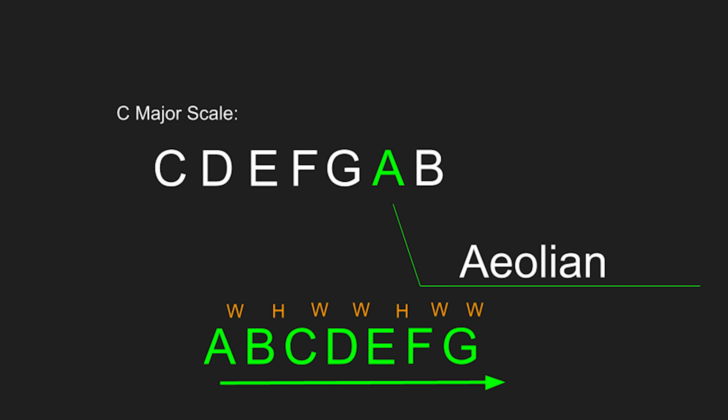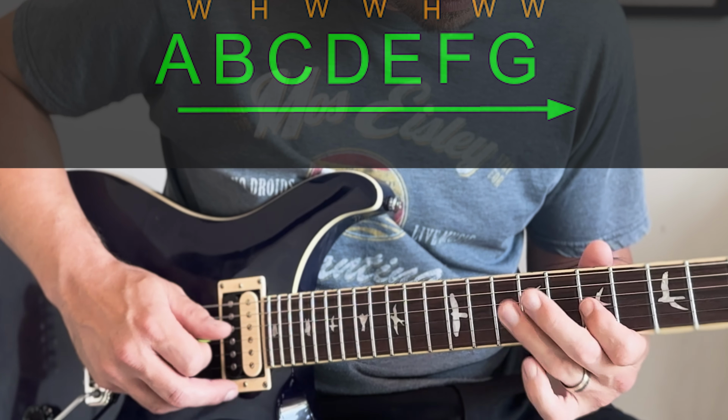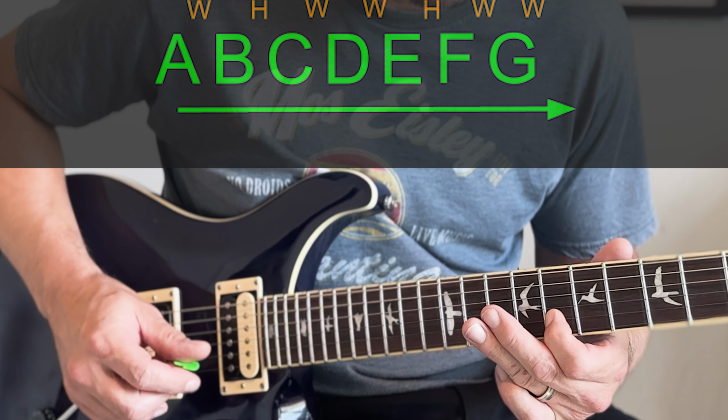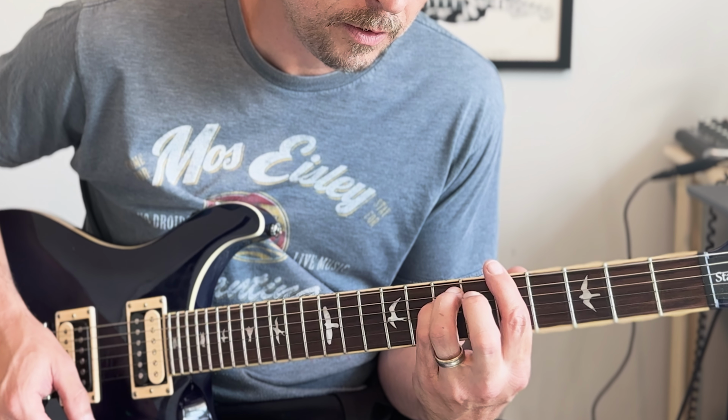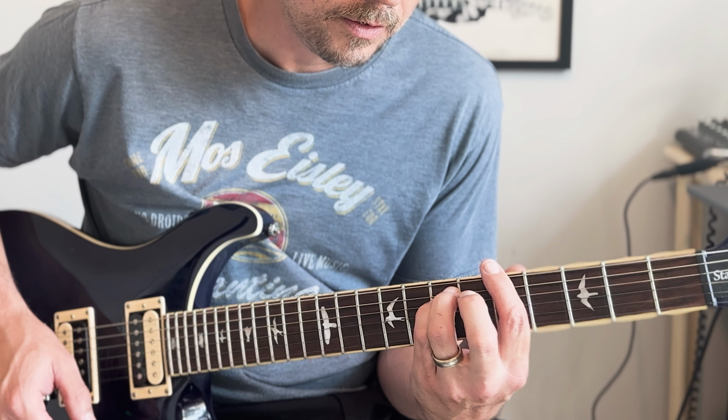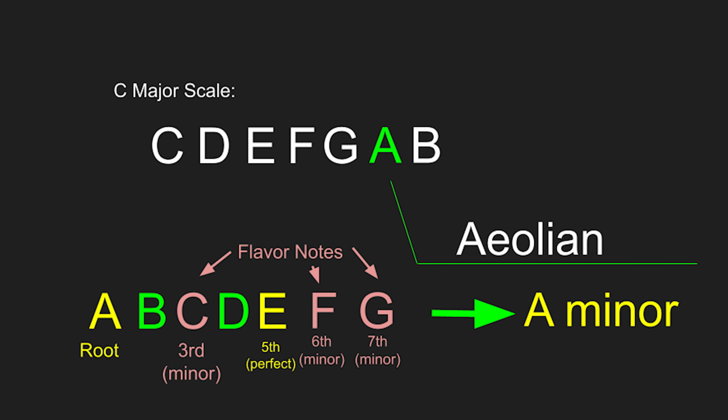The 6th mode is Aeolian, also known as the natural minor scale. With A Aeolian, we'll be playing A minor. This scale has a minor third, a minor 6th, and a minor 7th. The number of minor notes in this scale lends itself to a more emotional quality.